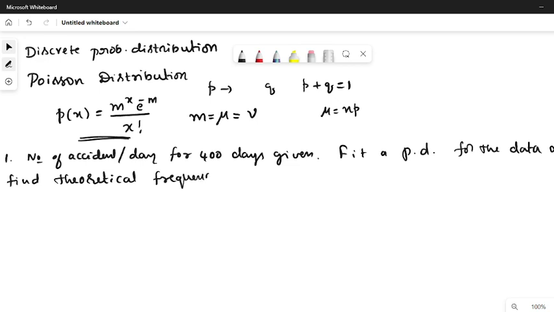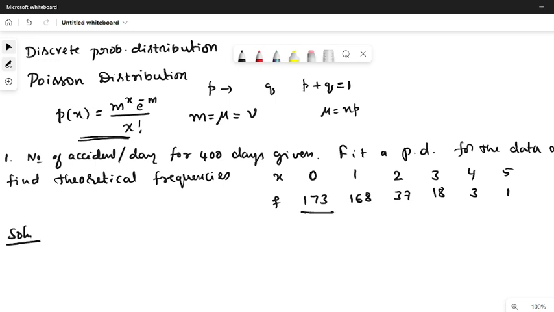So practical data is given. We have to determine theoretical values. So the data is x, that is accidents, f, frequency of accident. So 0 accidents 173 days, and 1 accident 168 days, 2 accidents 37 days, 3 accidents 18 days, 4 accidents 3 days, 5 accidents 1 day. Now we have to compute these values using Poisson distribution. Theoretically we need to compute those values.